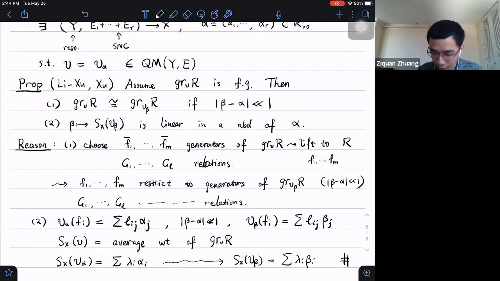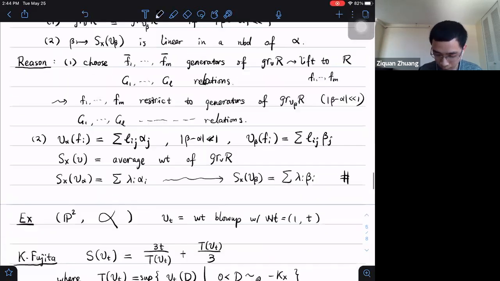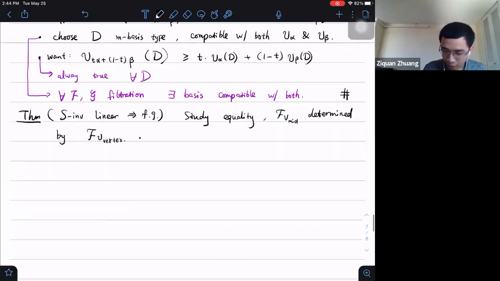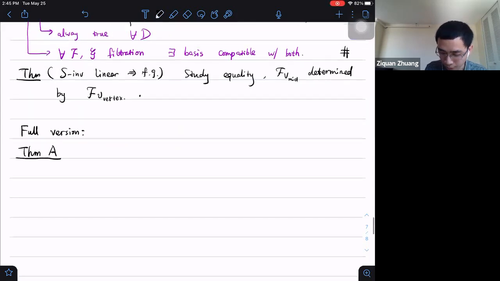So now let me state the full version of the theorem. Here I'm only stating part of the theorem, basically. So let me state the full version of the theorem that incorporates the other obstruction. Okay, let me call it theorem A. At some point there will be another theorem for finite generation. All right, so again, let's assume that the valuation V is a log canonical place of a complement.